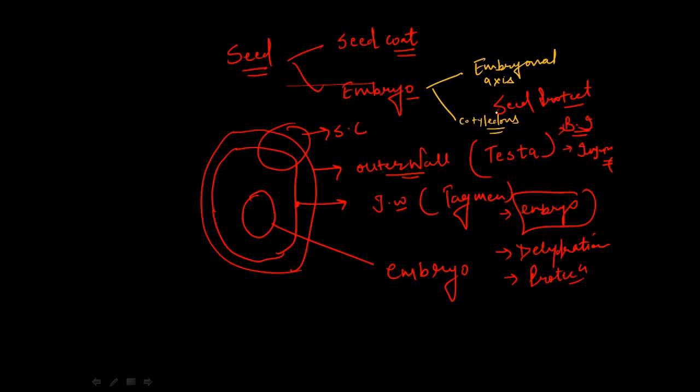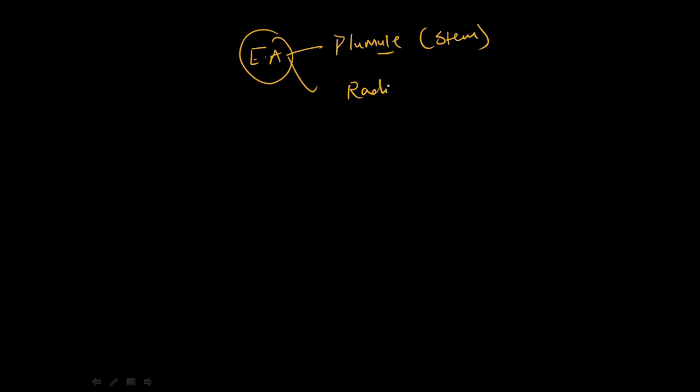Now there must be a question in your mind: what are the embryonal axis and cotyledons? If I am talking about the embryonal axis, you must have heard that it basically has two parts: the plumule, which will form the stem in the future, and the radicle, which in the future goes on to form the root. So the plumule and the radicle are the parts of the embryonal axis. And after that, the second thing we have is the cotyledons.